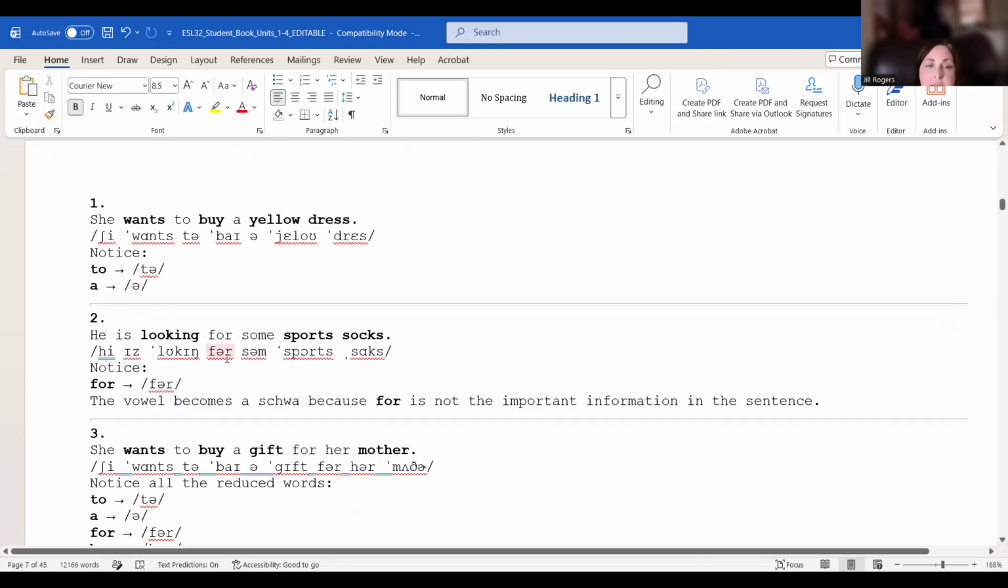But let's take a look. The phonetic alphabet helps us find that schwa, right? So here we say "fur," and we say "some." Okay, so be aware. All right, the next one.